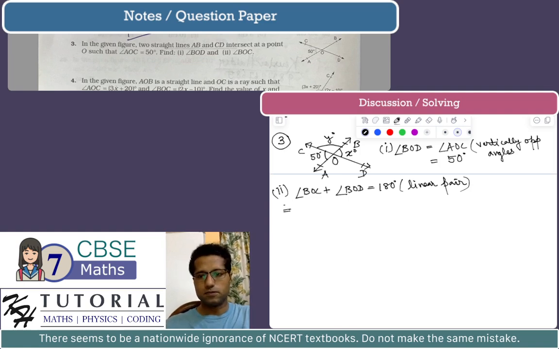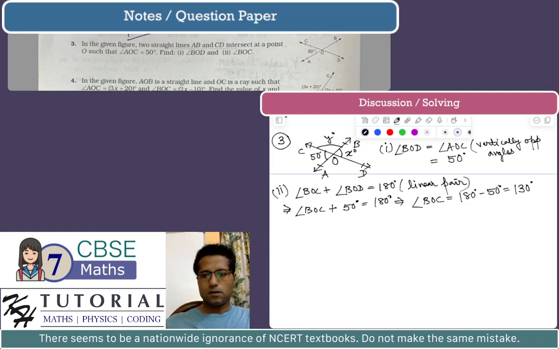So this implies angle BOC plus angle BOD, which is 50 degree, is equal to 180 degree. So this implies angle BOC is equal to 180 degree minus 50 degree, which is equal to 130 degree. So angle BOD is 50 degree and angle BOC is 130 degree.